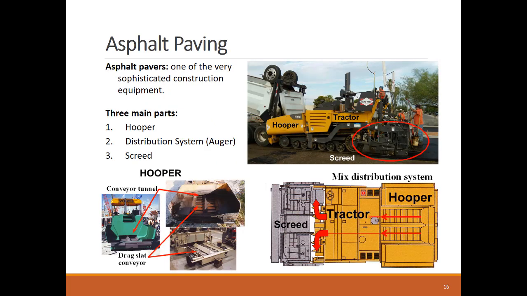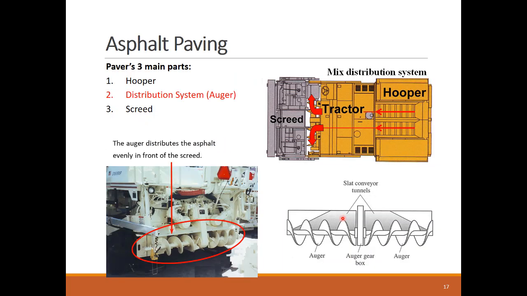Asphalt pavers are expensive and sophisticated equipment that are a form of a factory on wheels. The paver receives the asphalt concrete mix in its front hopper and delivers it to the rear screed through a conveyor tunnel. Just before the screed, the auger receives the asphalt concrete from the conveyor and works on distributing it evenly over the screed.